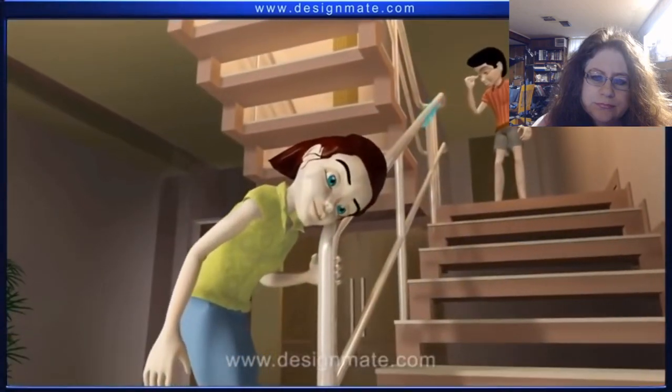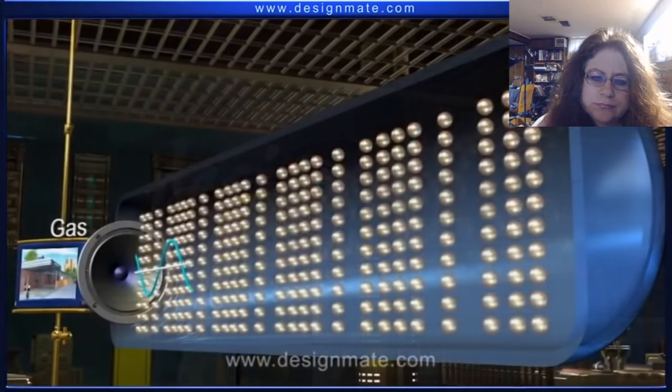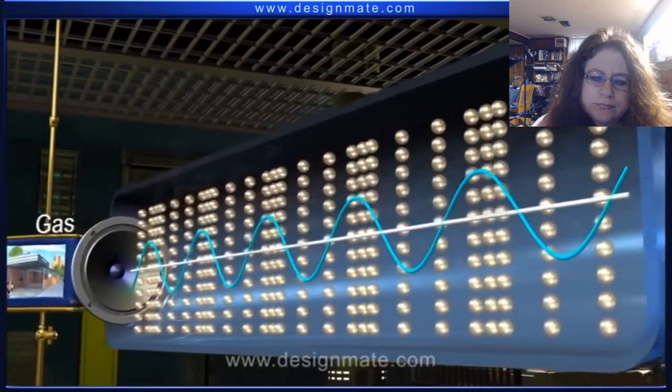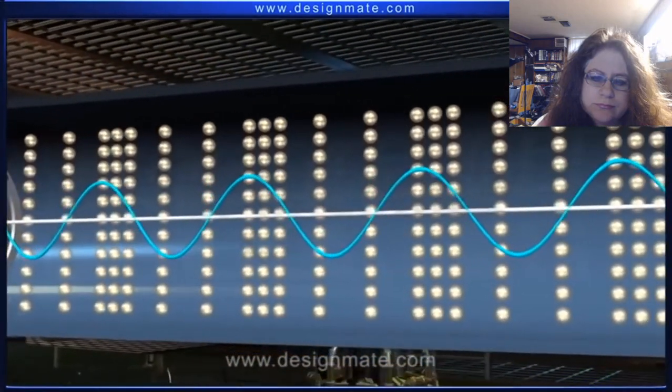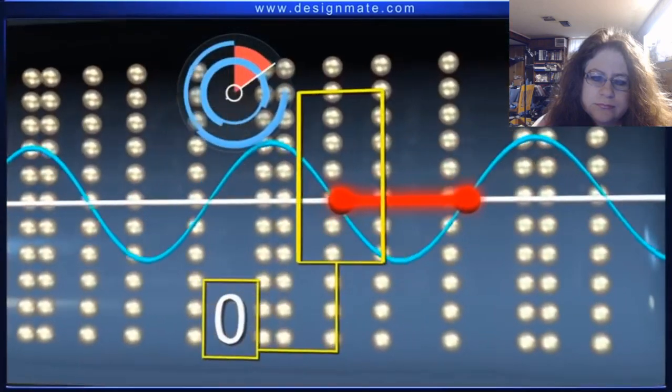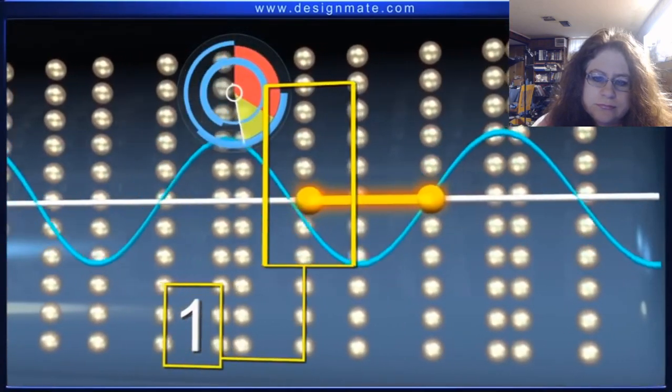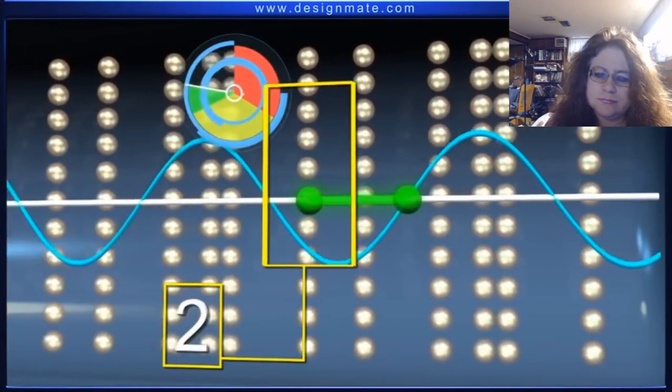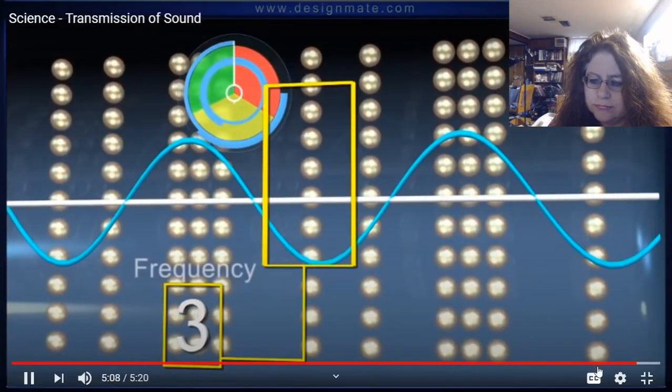Sound travels quickest through a solid. Wavelength is the distance between two consecutive compressions or rarefactions. The number of waves passing through a point in a second is called frequency, and it is measured in hertz.